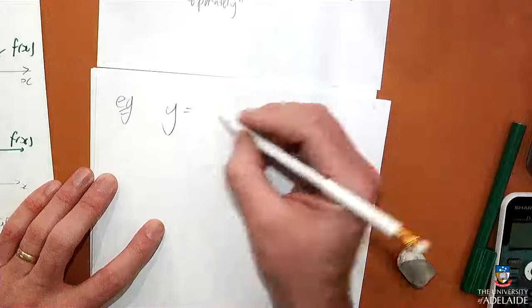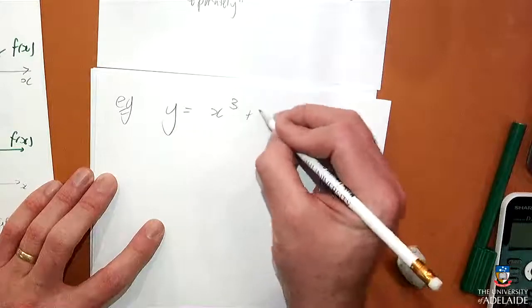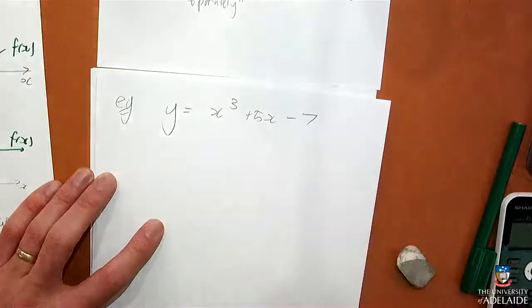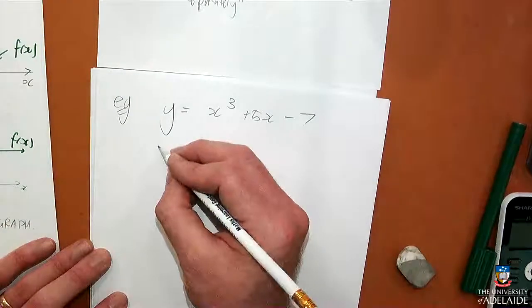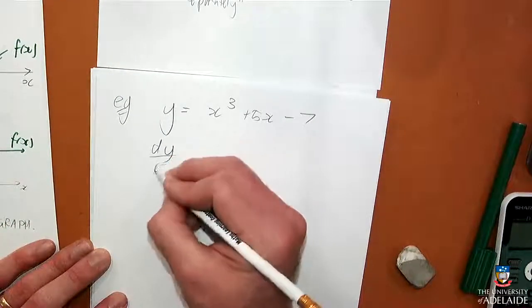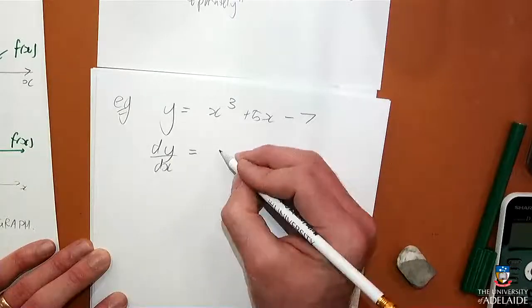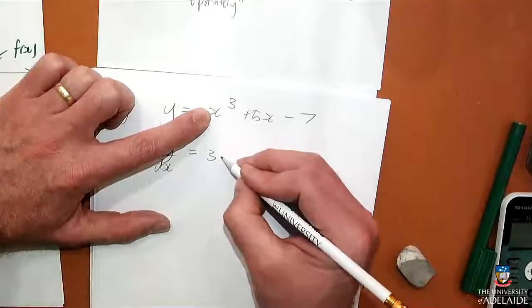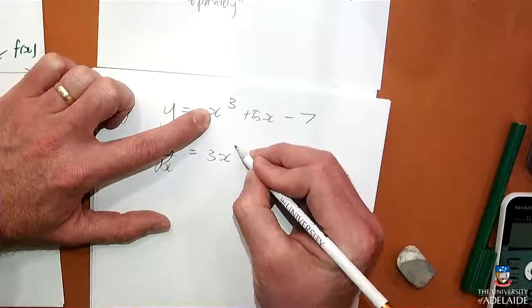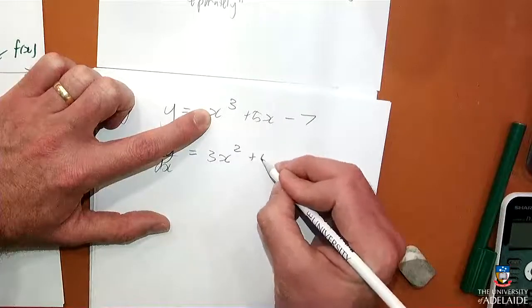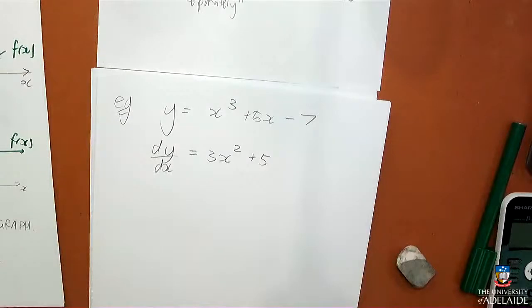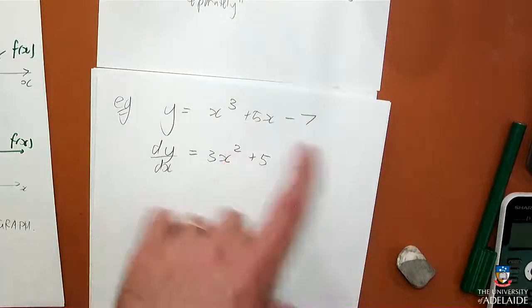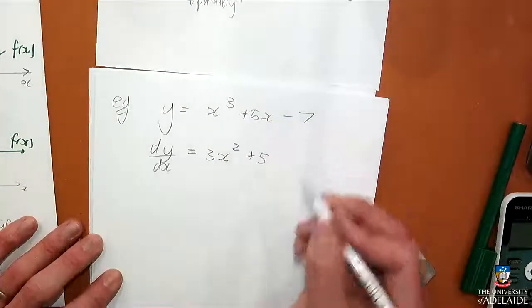If y was equal to x cubed plus 5x minus 7, for example, then the derivative with respect to x of y, well, x cubed gives 3x squared, the 3 goes down to 2, that's great. The 5, well, 5x just becomes 5, and constants become 0. That's great, and the plus just meant I could do those two bits separately.